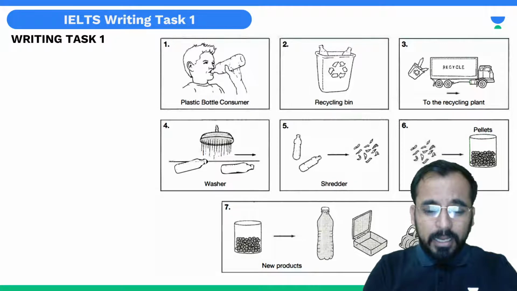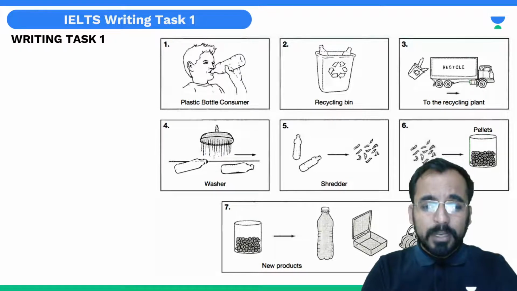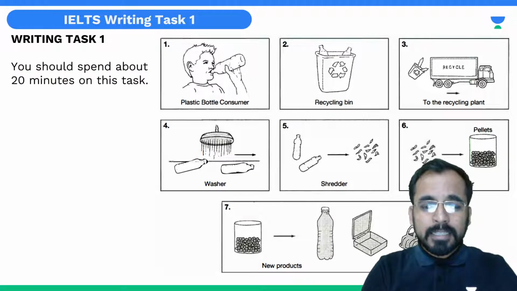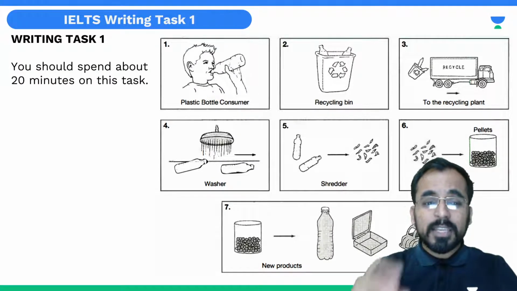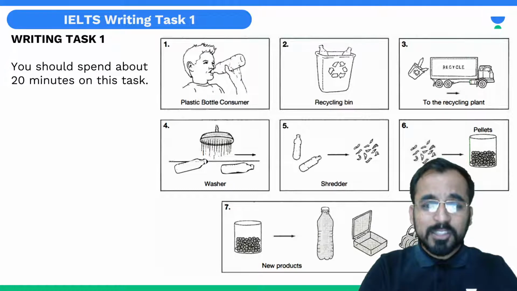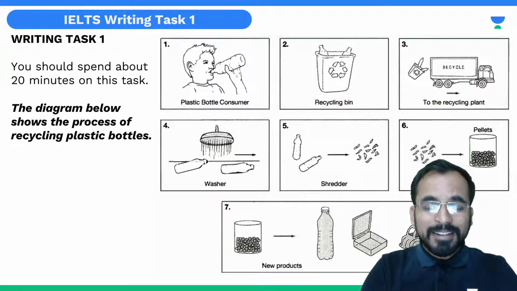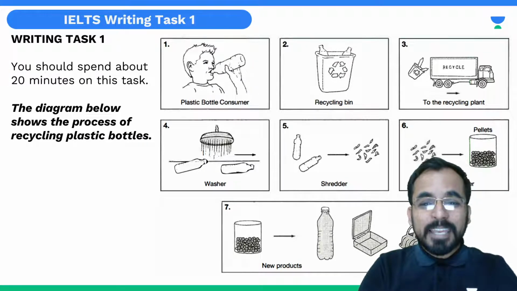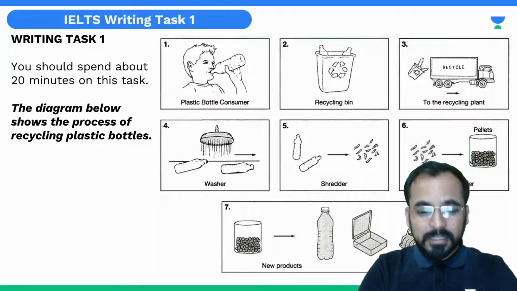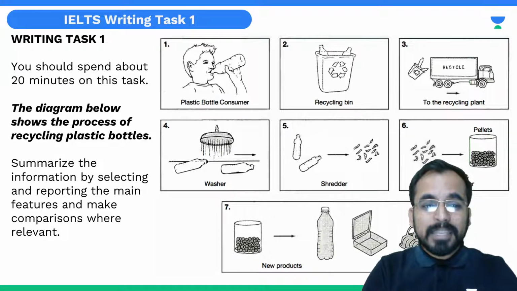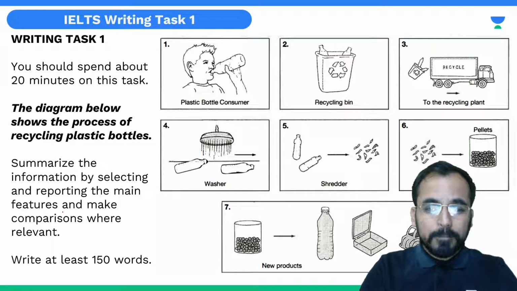Now let's talk about an IELTS writing task 1 question. Okay. So this is the process. Let's see what the question says. The question says you have to spend about 20 minutes on this task, and it's a process of recycling plastic bottles. Summarize the information by selecting and reporting the main features and make comparisons where relevant. Write at least 150 words.